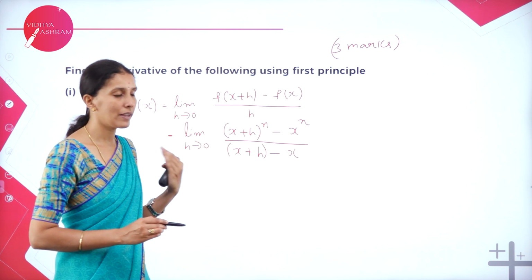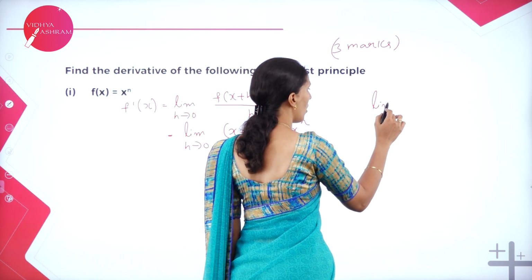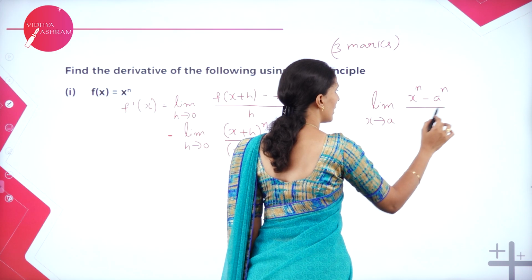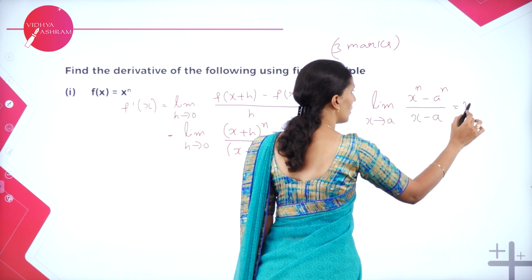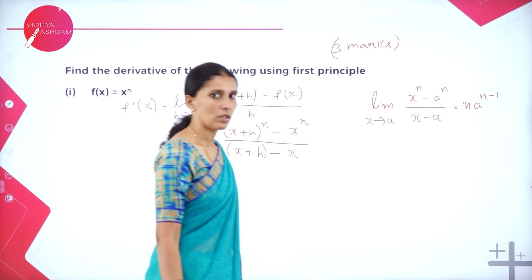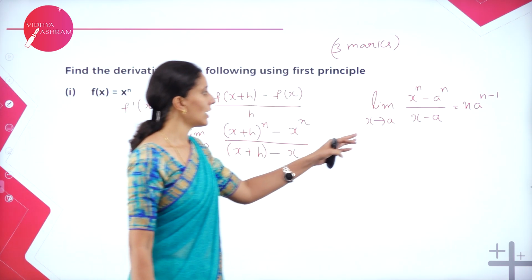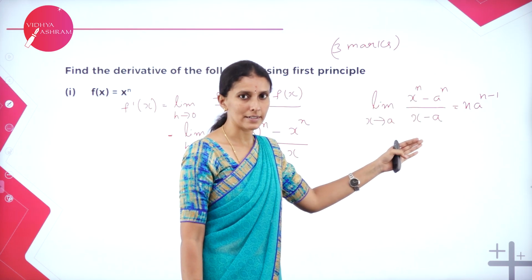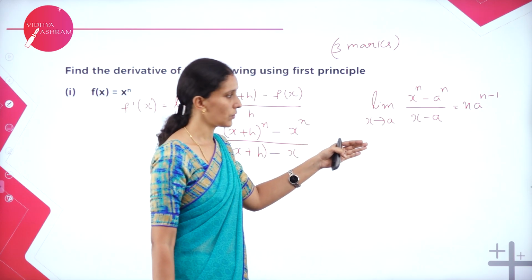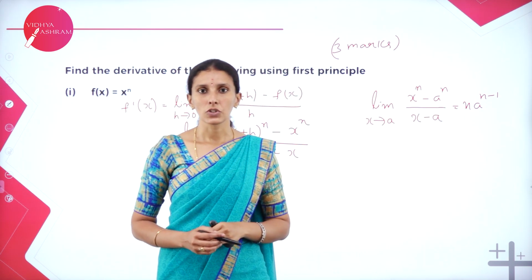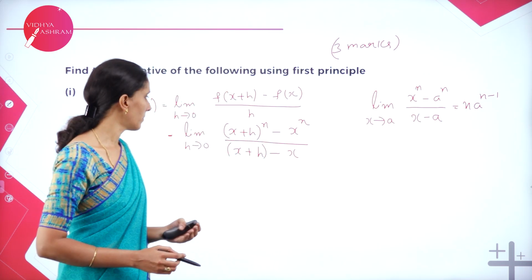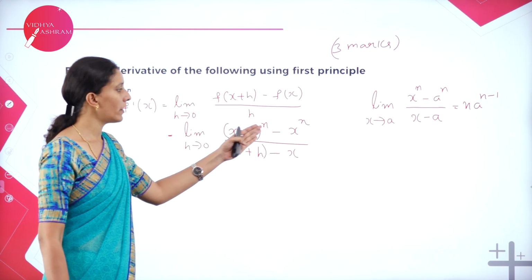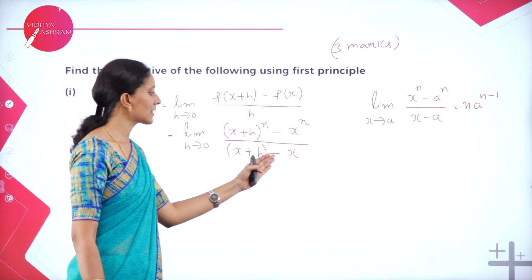We have discussed previously, that is, limit of the form as x tends to a, x to the power n minus a to the power n divided by x minus a is equal to n into a to the power n minus 1. So we have discussed this proof. Any expression of this form, that is x power n minus a power n by x minus a, and when you apply the limit as x tends to a, then it is equal to n into a to the power n minus 1. So now this equation looks in this form, that is x power n minus a power n divided by x minus a.